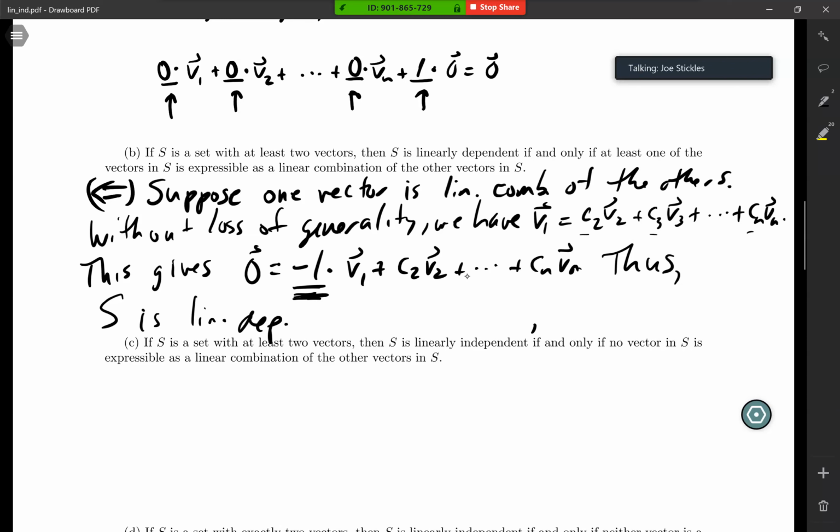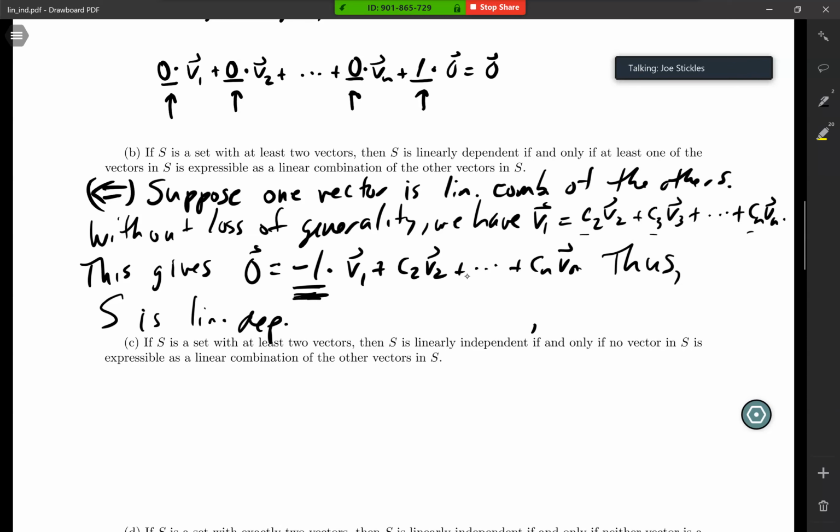All right, let's compare statement B to statement C here. Statement B said that if S is a set with at least 2 vectors, it's linearly dependent if one of them is expressible as a linear combination of the others. C is just basically the negation of both statements, isn't it? A set is either linearly dependent or it's linearly independent. This says at least one of the vectors is expressible as a linear combination. This one says no vector is expressible as a linear combination.